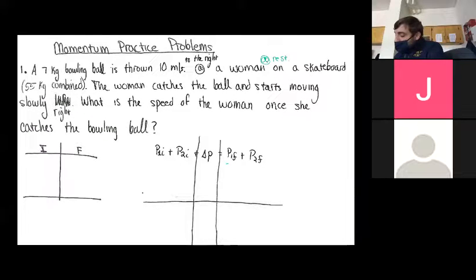Problem reads, a 7-kilogram bowling ball is thrown 10 meters per second to the right. A woman at rest on a skateboard has a mass of 55 kilograms combined. The woman catches the ball and starts moving slowly to the right. What is the speed of the woman once she catches the bowling ball?